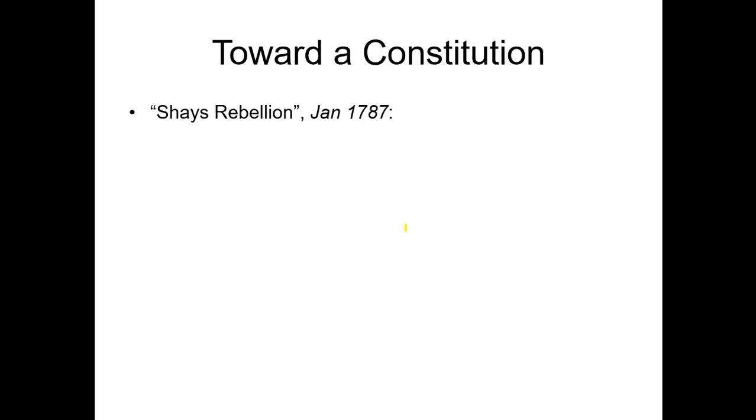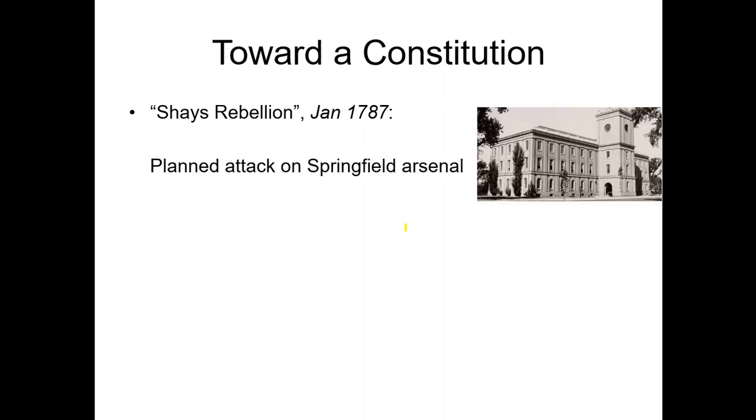But the Shays Rebellion pretty much peaked and ended pretty much on the same day. In January of 1787, Shays and his Regulators were planning an attack on a Springfield arsenal. So you could imagine if they could capture an arsenal, they would have a huge cache of weapons there that could take it to the next level or sustain them even further.